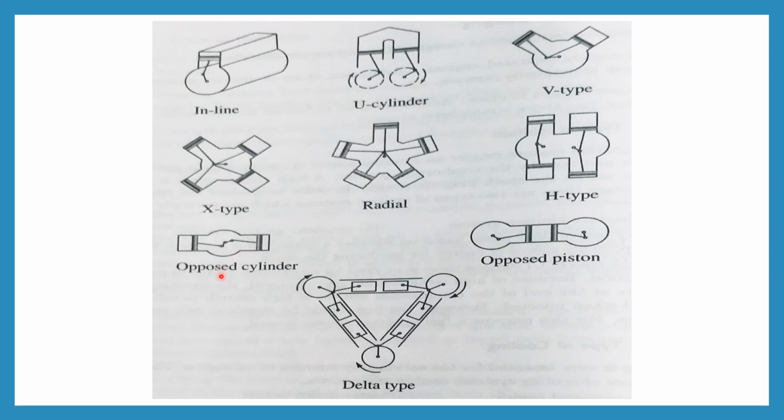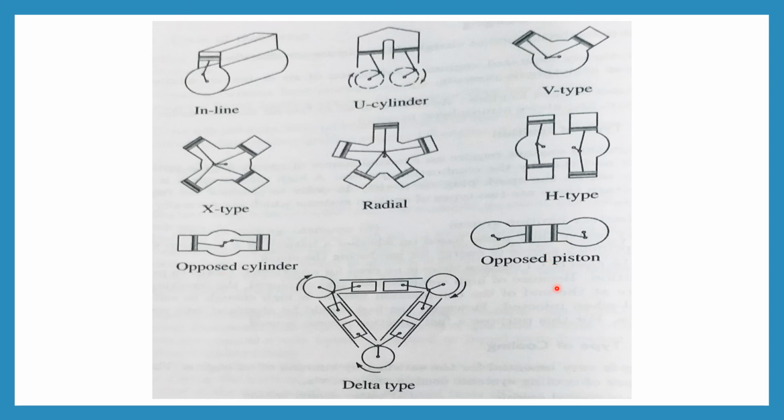Next is opposed cylinder. An opposed cylinder engine has two cylinder banks located in the same plane on opposite sides of the crankshaft. It can be visualized as two inline arrangements 180 degrees apart. It is inherently a well-balanced engine and has the advantage of a single crankshaft. This design is used in small aircraft.